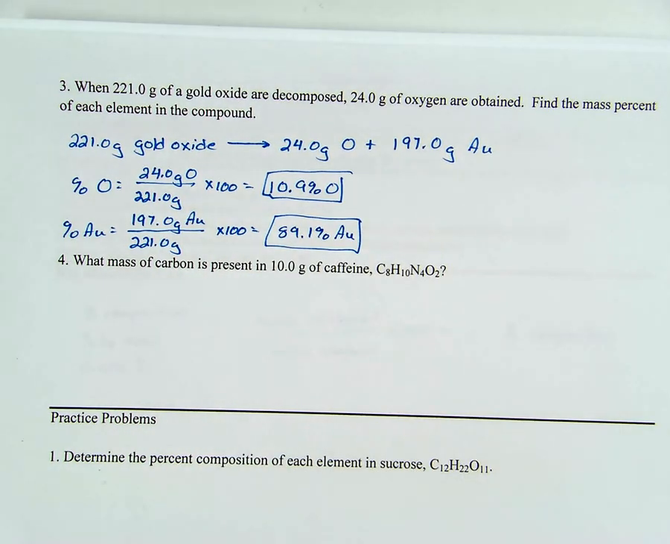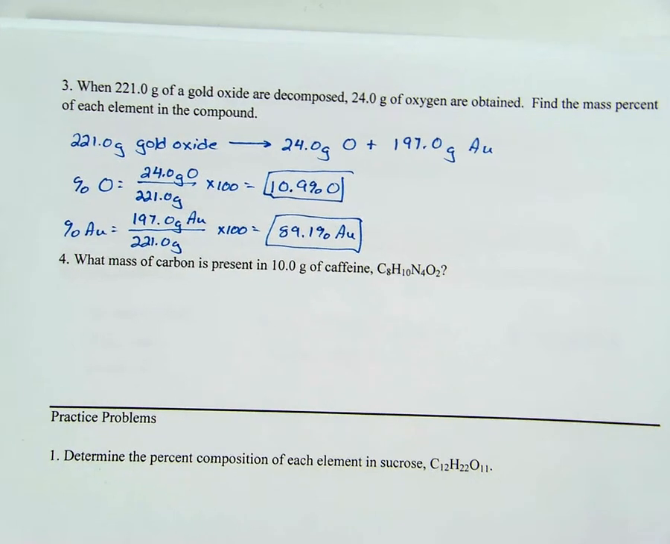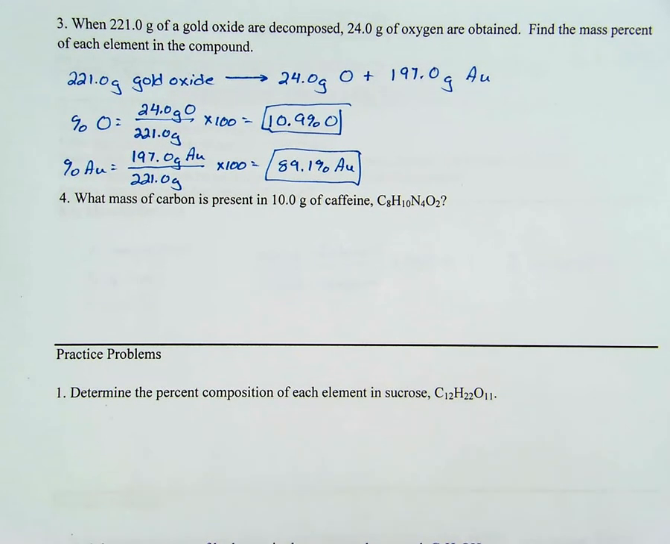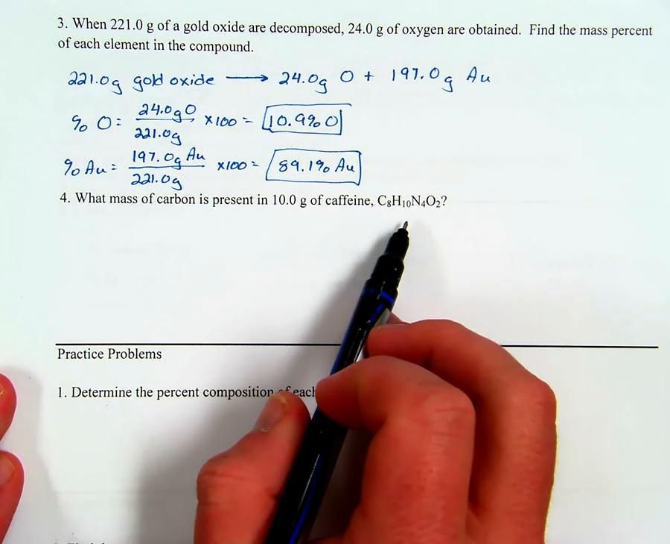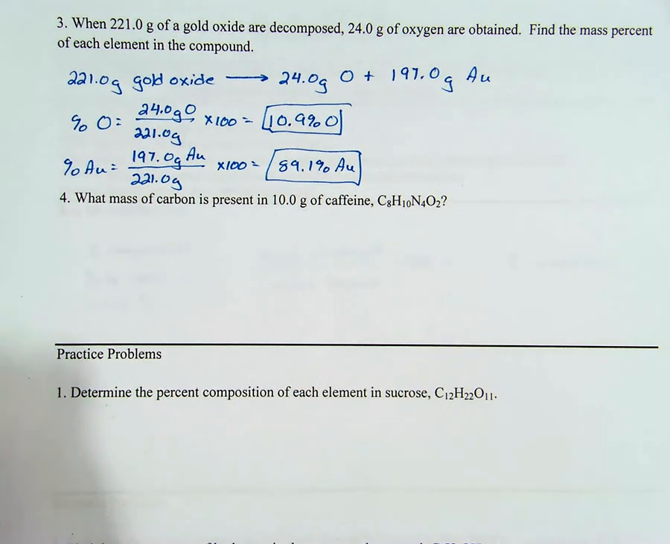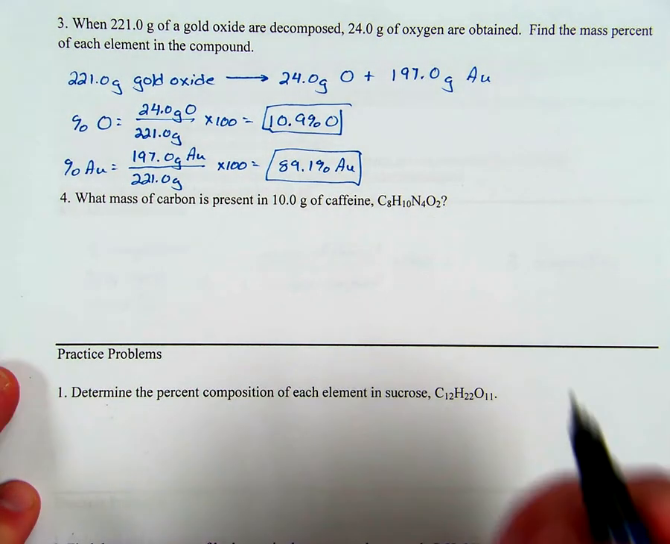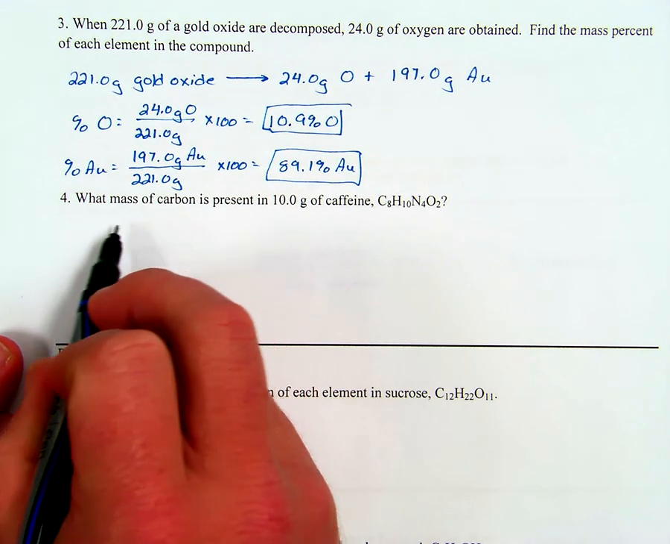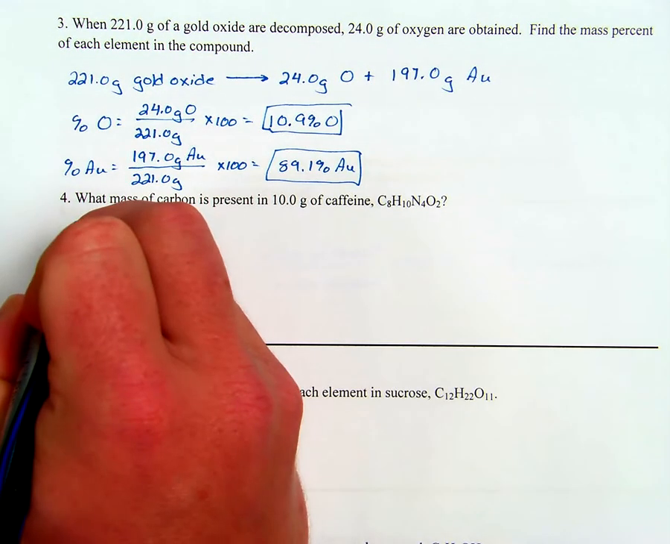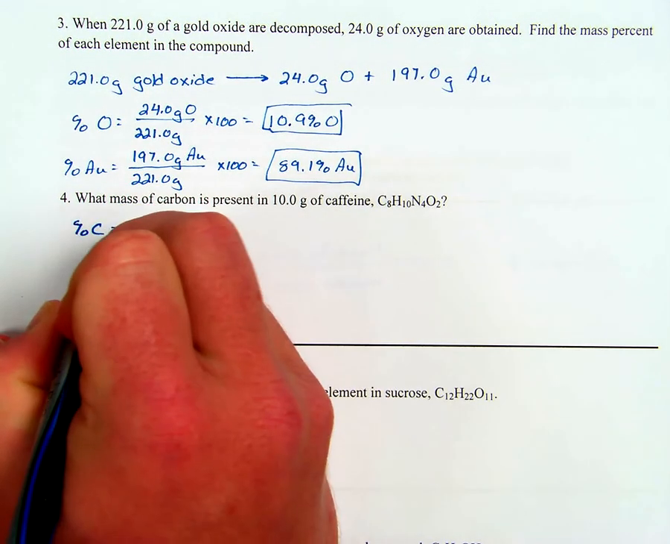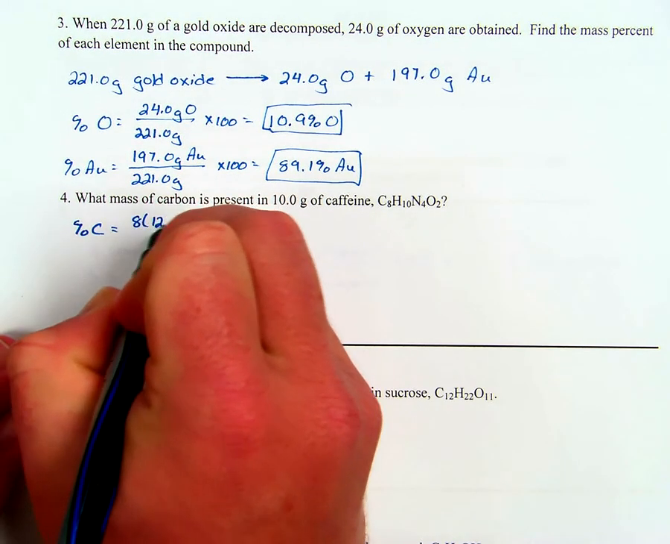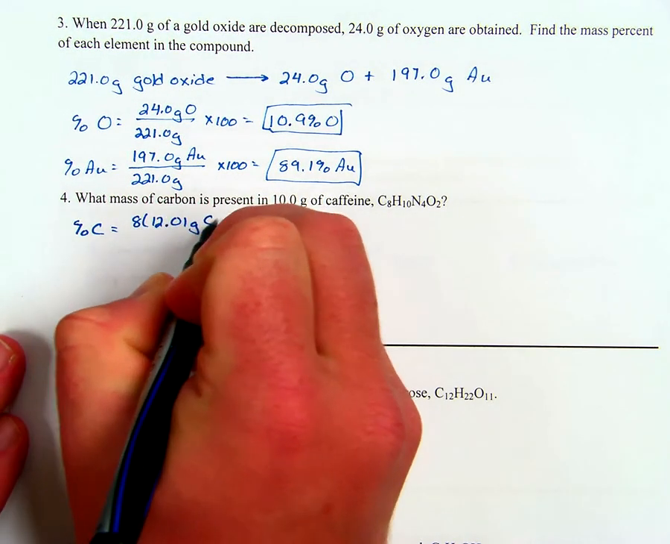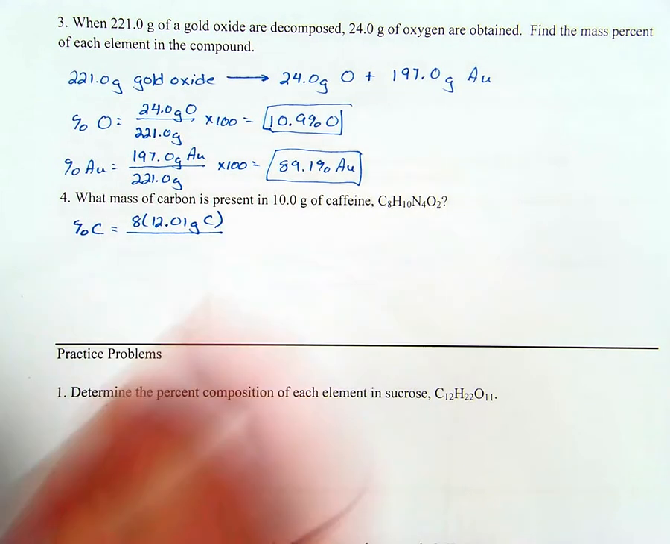Alright, last example problem here. We're asked what mass of carbon is present in 10 grams of caffeine. And we're given the formula there for caffeine. So here, we actually need to use a percent composition. And because we're asked to find the mass of carbon, first thing I'm going to do is find the percent composition of carbon. I can see there are 8 moles of carbon in the compound, so 8 times the molar mass of carbon. Then I'm going to divide by the molar mass of the whole thing. So just calculate that here real quick.